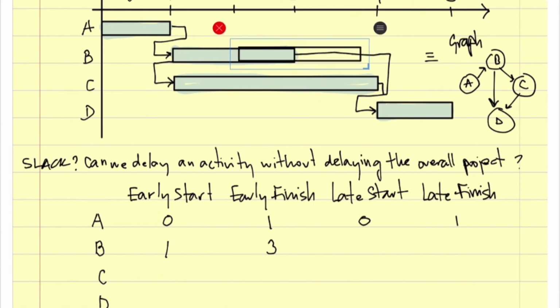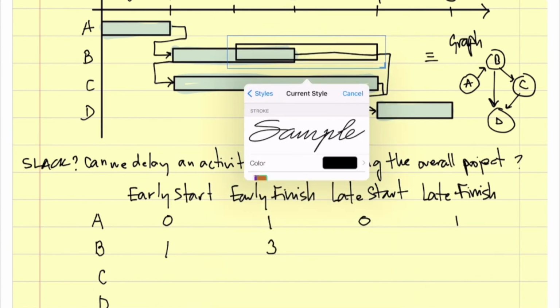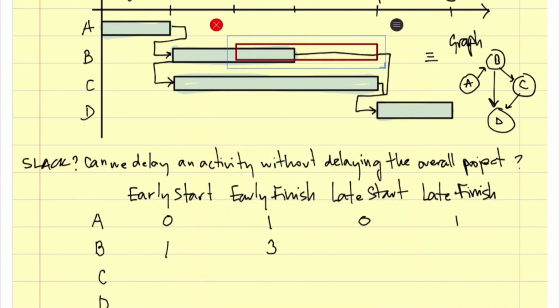Okay, I put it like this, in week 2. Let me paint it with a different pen style. Theoretically, I could start B later and nothing would happen. Okay. So the latest start of B is 2, week 2. And then the late finish is 2 plus 2 weeks, so 4. Okay.